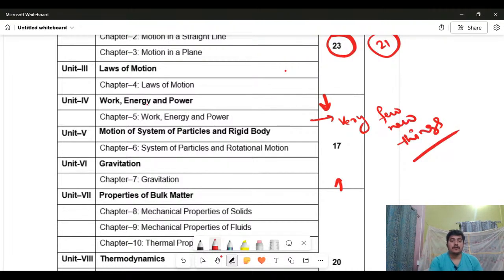These things: motion of the system of particles. It is not about a single body. Here this is the object, and so many particles are there. So what do you do if you want to know what is happening to each particle, how they are moving, how they will rotate? This type of thing you will be learning here. So this is the most critical and most important chapter, and it will hold the maximum marks here, about 10 marks out of 17. This one, system of particles.